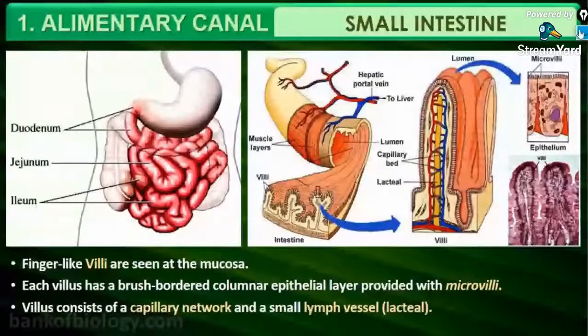The small intestine has finger-like projections called villi. The small intestine has 3 main parts, that is duodenum, jejunum and ileum. Each villus has brush-bordered columnar epithelial cells provided with microvilli, and a good capillary network supplying blood inside the villi. It also consists of a small lymphatic vessel; the lymph vessel inside the villi, you will call the lacteal.